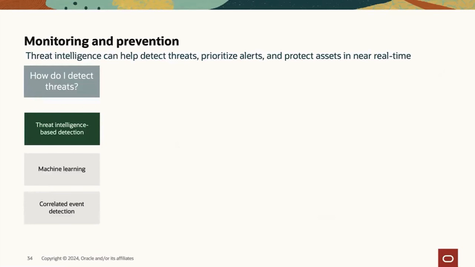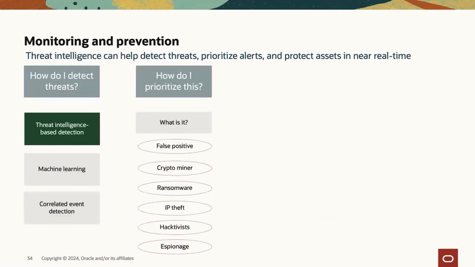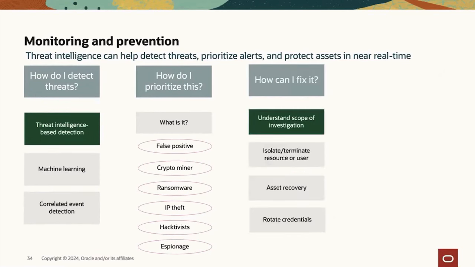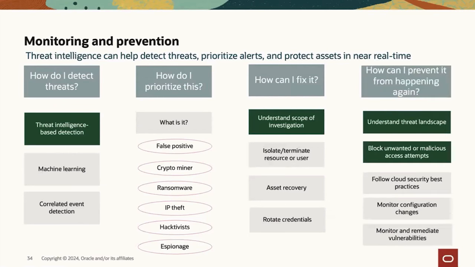So how do I prioritize this? In order to prioritize, we need to understand what it is. Is this a false positive? Is this a cyber attack? Is this ransomware? And in order to fix the issue, we must understand the scope. The Threat Intelligence Service provides a list of sources where the indicator was found. As we've seen now, prevention comes from CloudGuard detector responder settings and best practices to help monitor and remediate problems.